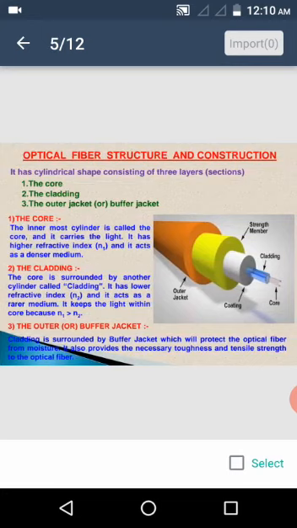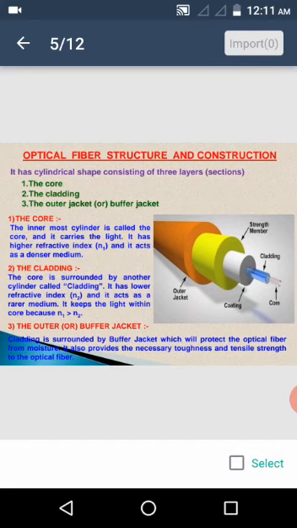First one, core. The innermost cylinder is called the core and it has higher refractive index, say N1, and it carries the light and it acts as a denser medium. Next one, cladding. The core is surrounded by another cylinder which is called cladding. It has lower refractive index when compared with core refractive index. Let it be N2. And it acts as rarer medium and it helps keep the light within the core because N1 is greater than N2.